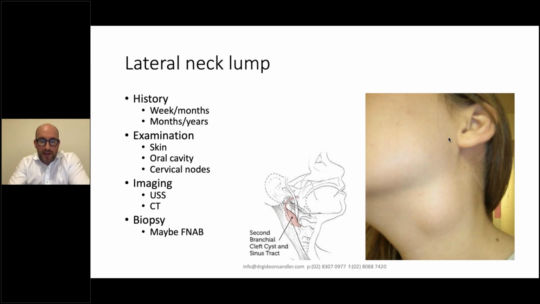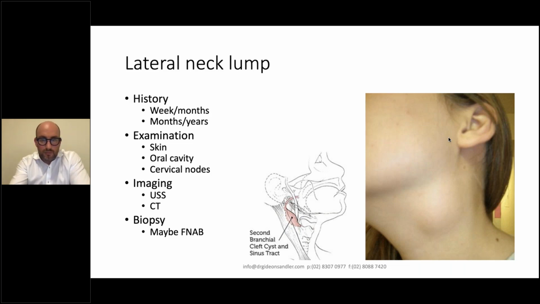If it's a cystic mass, it may represent a branchial cleft cyst. As you can see in the diagram, a branchial cleft cyst sits just anterior to the anterior border of the sternocleidomastoid, and if there's a tract associated with it, it can go superiorly to the tonsillar fossa. It isn't usually visible intraorally, and the inferior tract will usually exit at the base of the neck. But most of these don't have tracts, they just present as cysts.